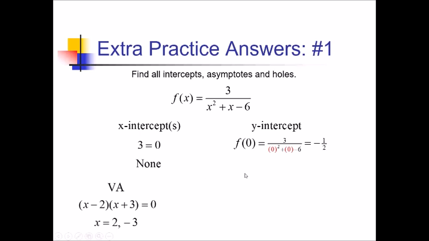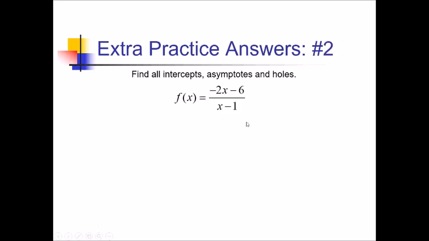Moving on, holes, looking for those. Since no factors got canceled out from the original, we don't have any holes here. For horizontal asymptotes, we see that we have a bottom-heavy function. The degree of the denominator is much higher than the degree of the numerator. Since we're bottom-heavy, that means we automatically have a horizontal asymptote of y equals 0.